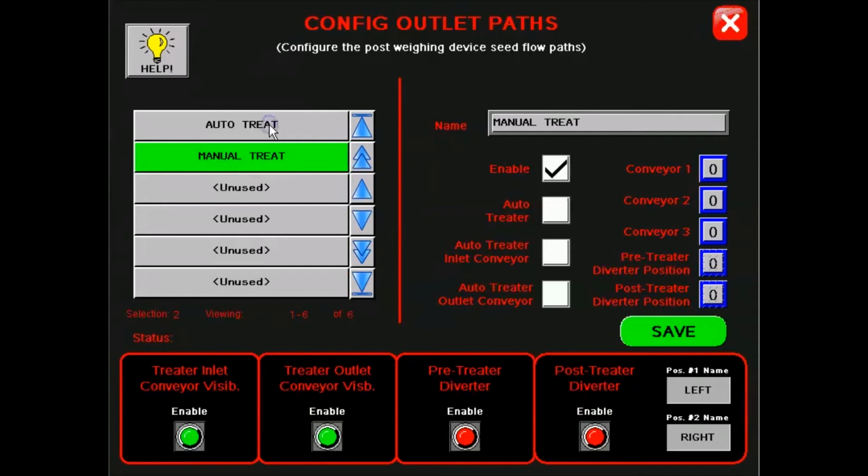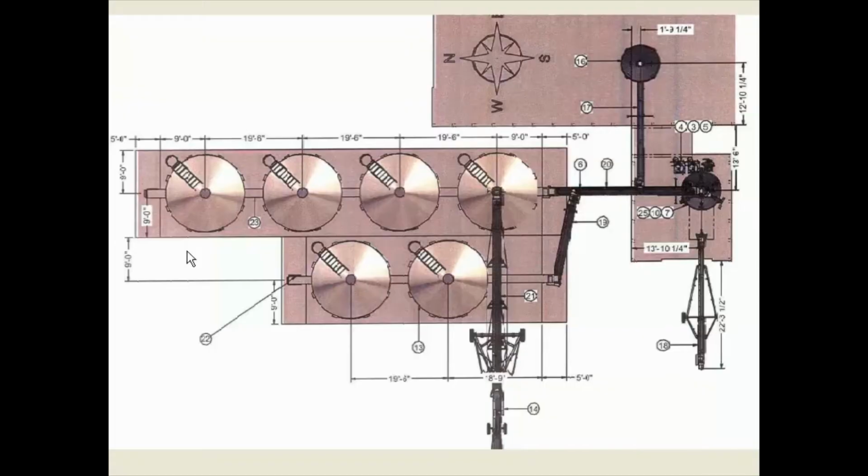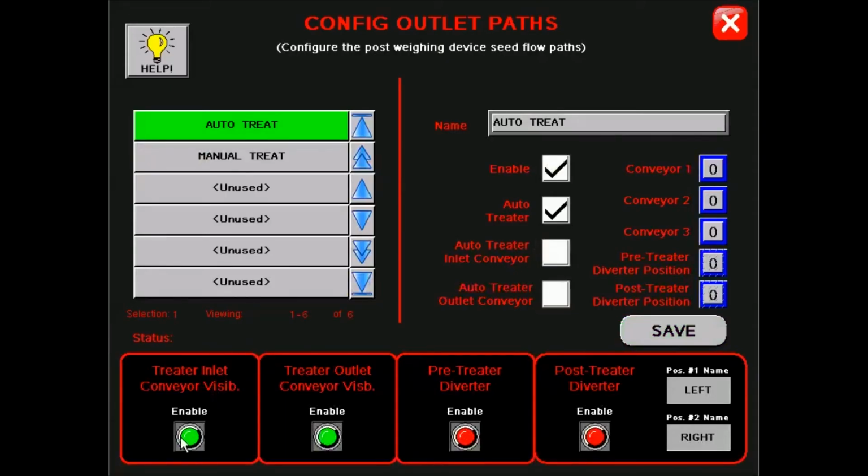So under auto treat, we will enable it. We want the treater to run, and we have auto treater selected. Since this is a stacked system, the treater is directly underneath the tri-flo. Look back at the picture. Okay, so we can actually uncheck the inlet conveyor because we are not going to have one, because there is no conveyor feeding the treater. And then up here we do need to select the outlet conveyor. That way it does run the outlet conveyor. And then save.